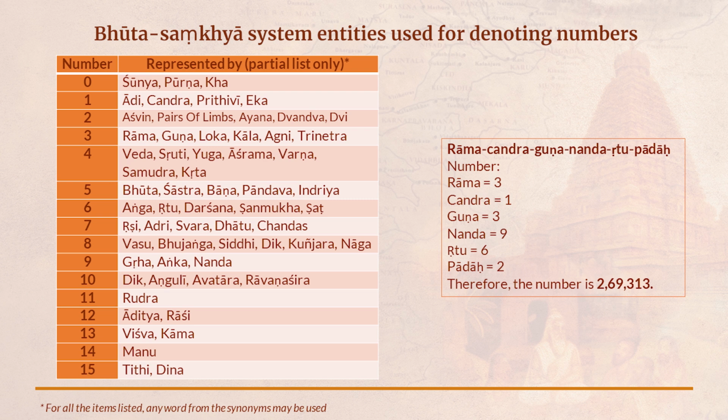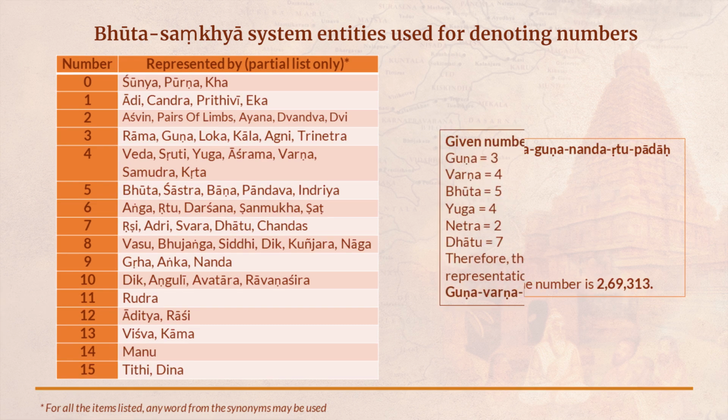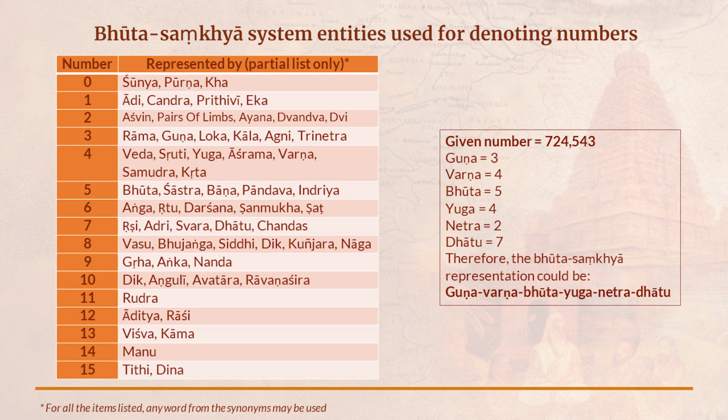And there is a nice way by which we may even remember this much easier. Let us take the reverse example. This is the given number, let us say 7,24,543. So we have to start from the right extreme, not from the left. So first we have to decide something for 3. So I am just using Guna to represent 3, as you see here. For 4 I am saying Varna. For 5 I am using the word Bhuta. And again there is a 4. I am using Yuga to describe 4. It doesn't mean you cannot use Varna again, you can use it also.